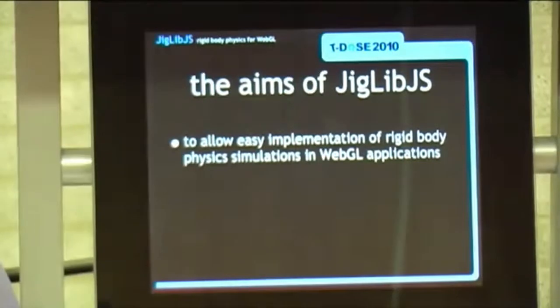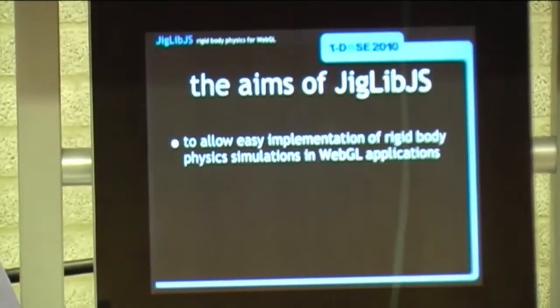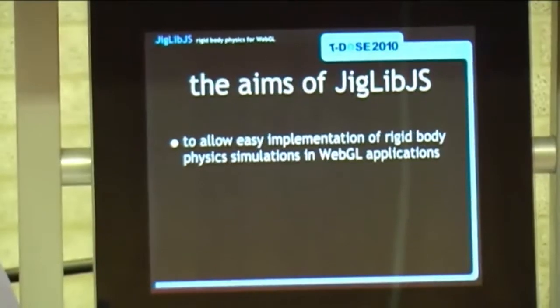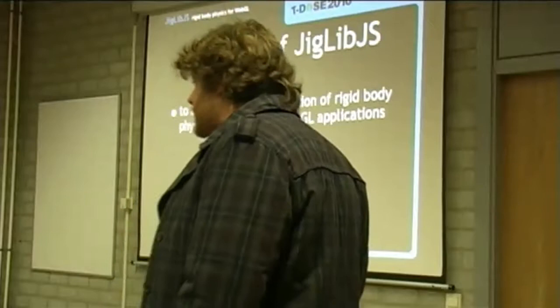So the aim of JigLibJS is to allow easy implementation of rigid body physics simulations. So, again, it's a kind of wrapper library. It's designed to greatly reduce the barrier for entry in implementing this kind of technology.